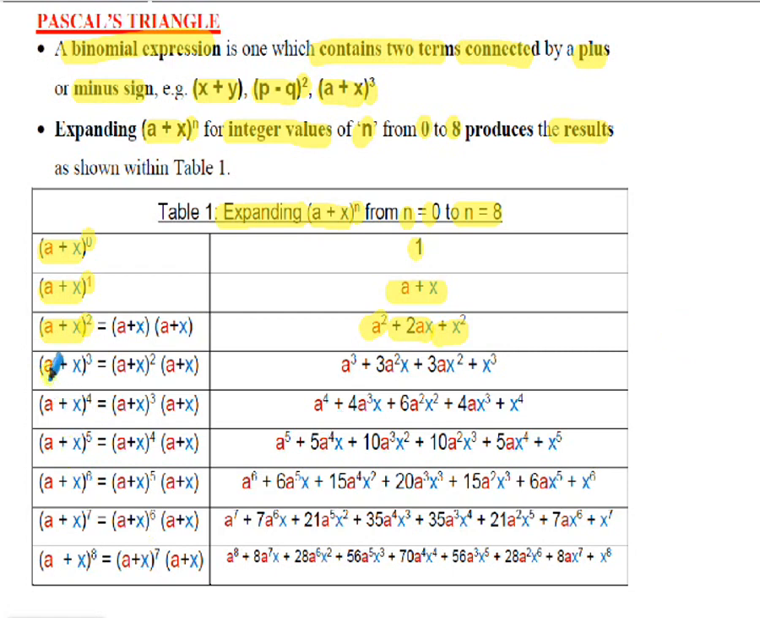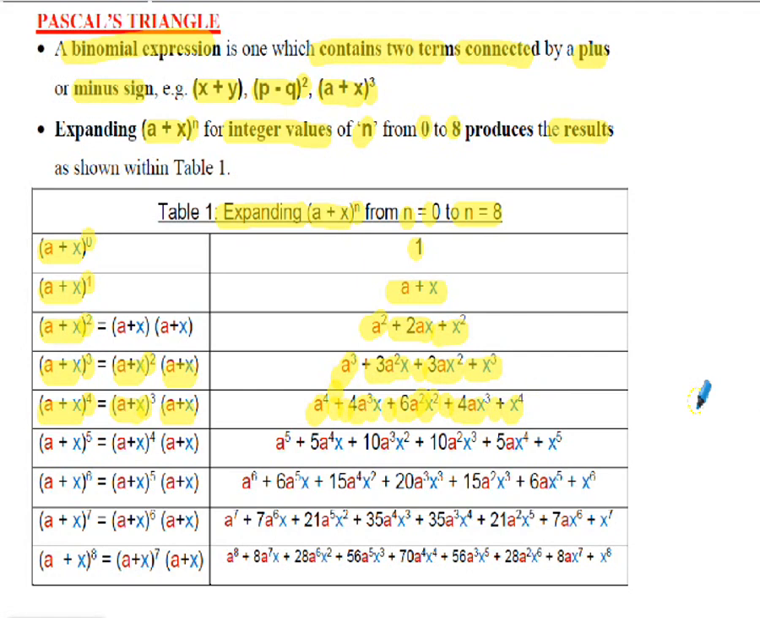If we now consider a plus x cubed, which is a plus x squared times a plus x, that would give us a cubed plus 3a squared x plus 3ax squared plus x cubed. If we do a plus x to the power of 4 now, that's a plus x cubed times a plus x, again multiplying the brackets out, we get a to the 4 plus 4a cubed x plus 6a squared x squared plus 4ax cubed plus x to the 4.